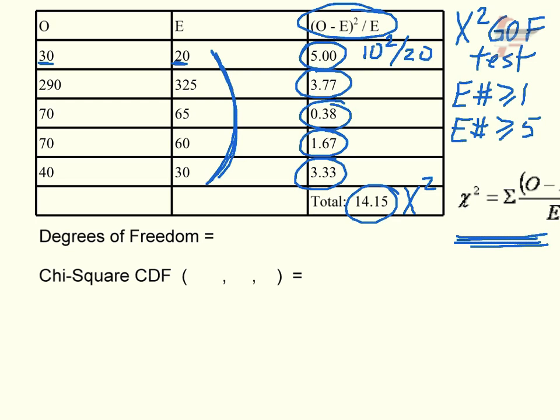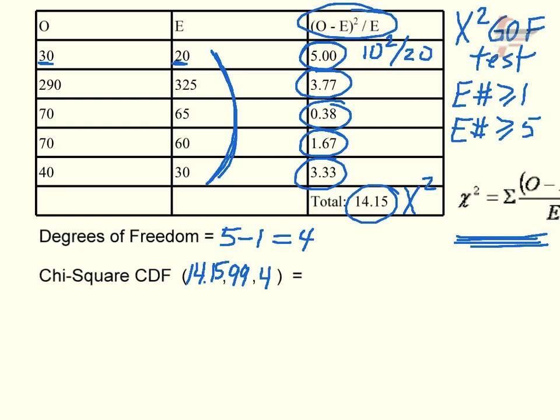Now we have 5 categories altogether, so that means our degrees of freedom is equal to 4. That would go in here for a chi-square CDF. The chi-square test statistic would be right here, and then our right tail upper bound is 10^99.